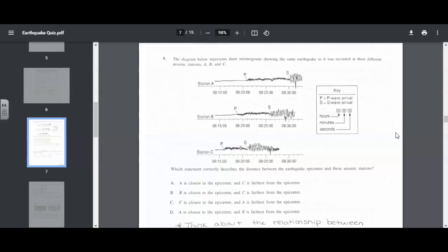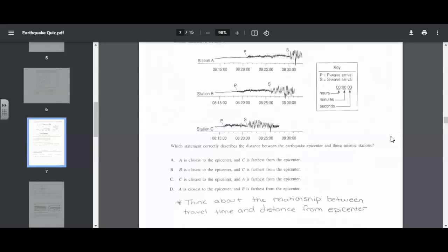Question 8. The diagram below represents 3 seismograms showing the same earthquake as it was recorded at 3 different seismic stations, A, B, and C. Which statement correctly describes the distance between the earthquake epicenter and these seismic stations? So think about the relationship between travel time and distance from the epicenter. So you're first going to decide which one is closest to the epicenter, A, B, or C. And then decide which one's farthest from the epicenter, A, B, or C.